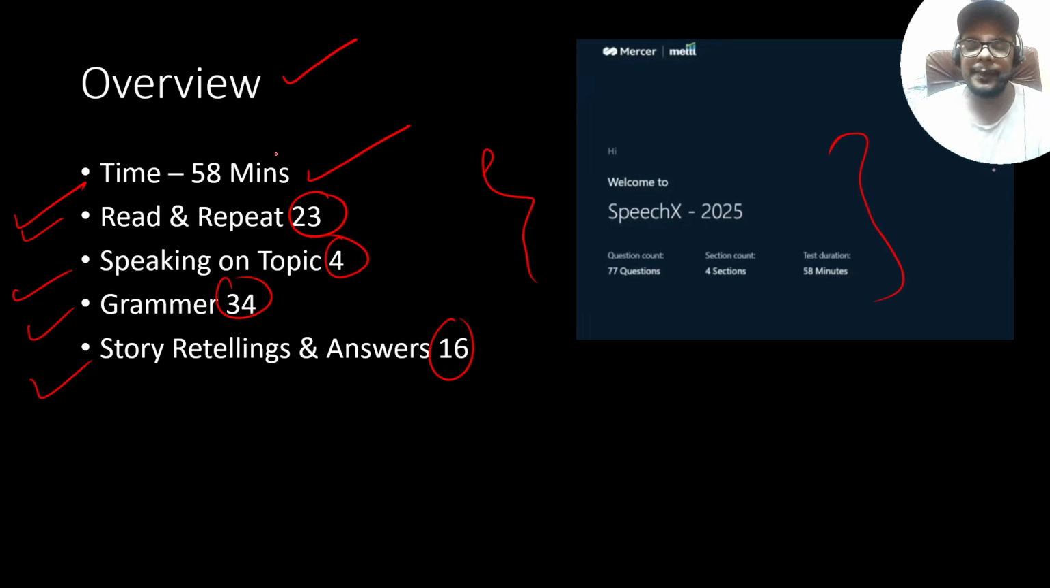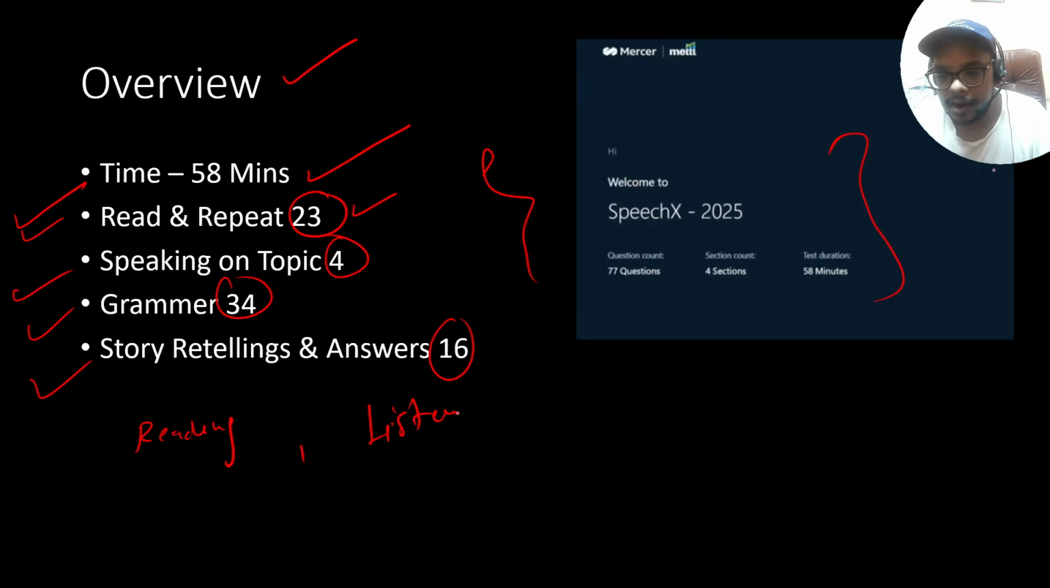In read and repeat, 23 questions, you will be reading the sentences displayed on the screen. In this section, you will also get listen and repeat, where you listen to audios and, based on the audios you are listening to, you need to repeat the same sentence. In speaking on the topic, you will get one topic on which you need to speak for around 60 seconds. You get 30 seconds to think about it.